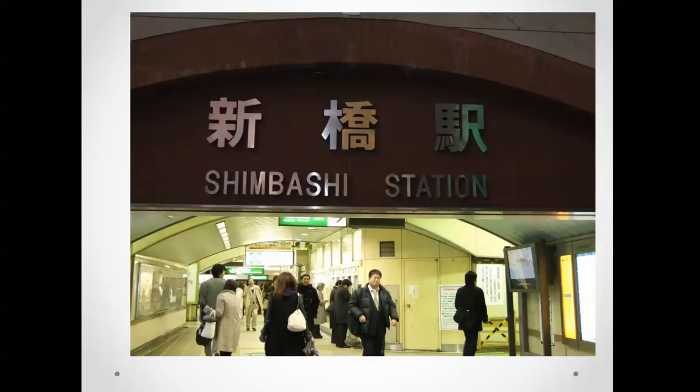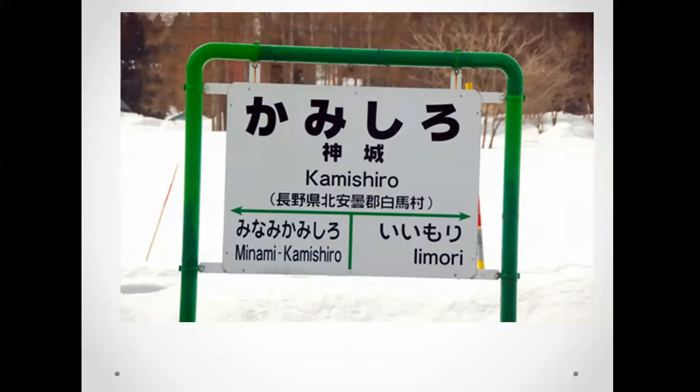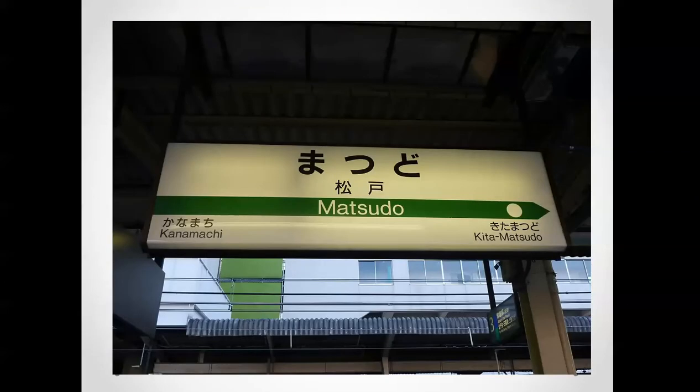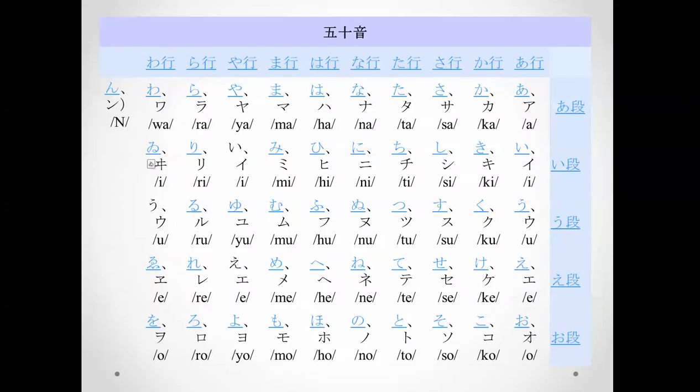Okay. So here's some examples from real life of romanization in Japan according to the Hepburn system. This is Shimbashi Station. Kamishiro, to the left is Minami Kamishiro. Matsudo in Tokyo. Now let's look at the Kunrei system.